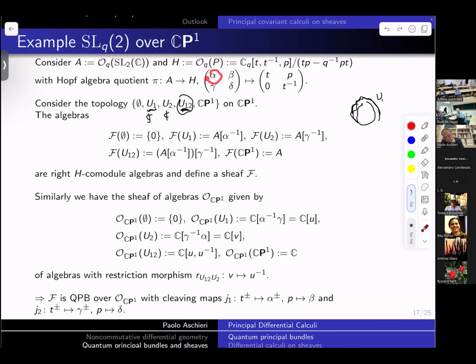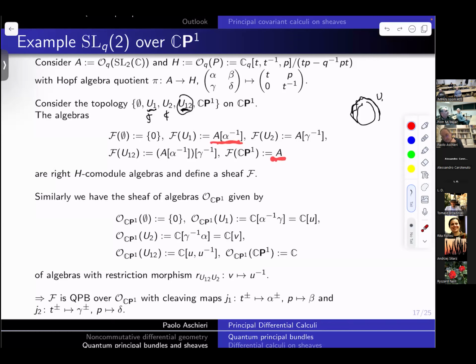Sorry, so alpha is not central in A, I suppose. That's the very point. It's a non-commutative algebra, so it's a very big algebra. If you are inverting this element alpha, which is not central, you are creating quite a big algebra. Yes, so this algebra is bigger than this.